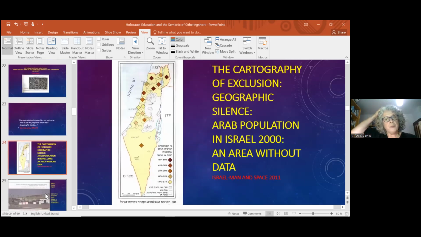Another way of not showing people is just taking them out of the map, what is called geographic silence. This is a map of the Arab population in Israel, and you don't have one Arab city depicted on the map, not even Nazareth. The West Bank, where millions of Palestinians live under occupation, is designated here as an area for which we have no data. So maybe there are no people there at all.